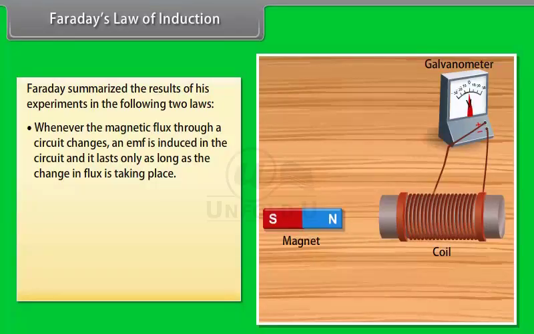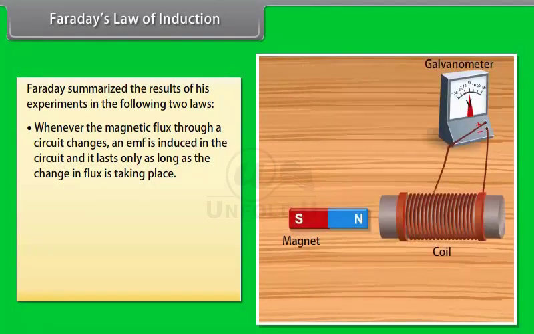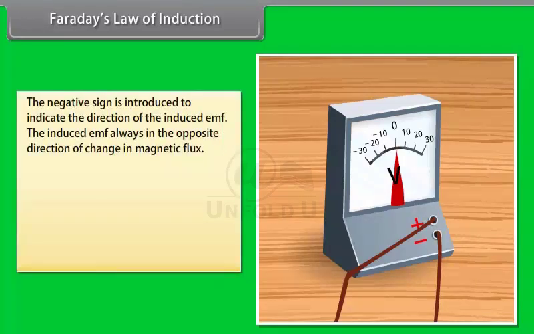Whenever the magnetic flux through a circuit changes, an EMF is induced in the circuit, and it lasts only as long as the change in flux is taking place. The instantaneous EMF induced in a circuit is equal to the time rate of change of magnetic flux through a surface enclosed by that circuit. E equals minus d phi B by dt. The negative sign is introduced to indicate the direction of the induced EMF. The induced EMF is always in the opposite direction of the change in magnetic flux.